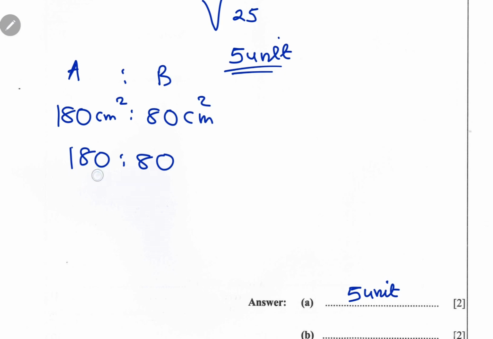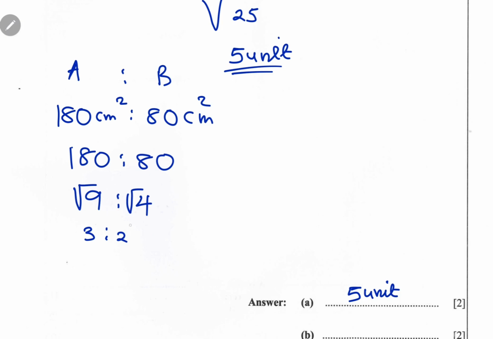So what are we going to have? We are going to have 9 to 4, please. Then, since they are areas, we are going to reduce them by square rooting. So we are going to have 3 to 2.